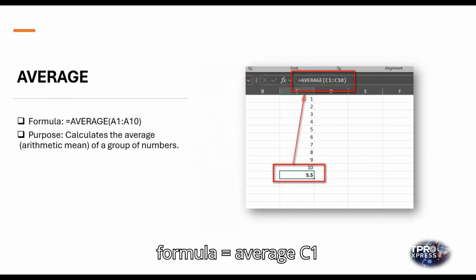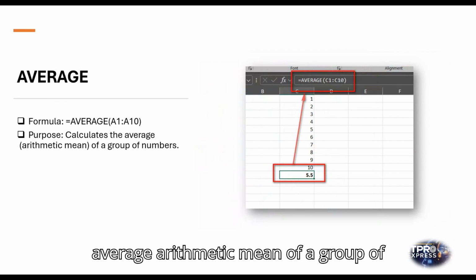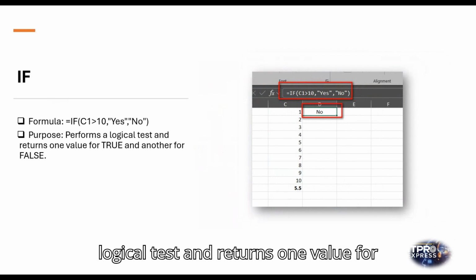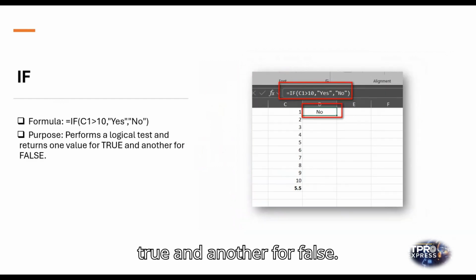Formula: =AVERAGE(C1:C10). Purpose: calculates the average, arithmetic mean, of a group of numbers. IF. Example: =IF(C1>10, "Yes", "No"). Purpose: performs a logical test and returns one value for true and another for false.